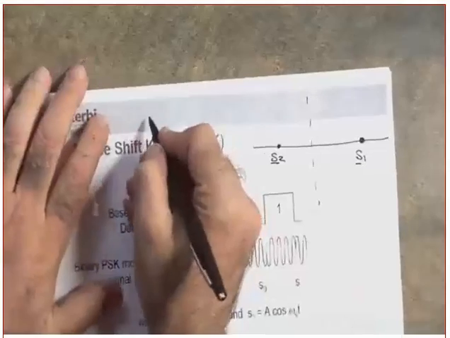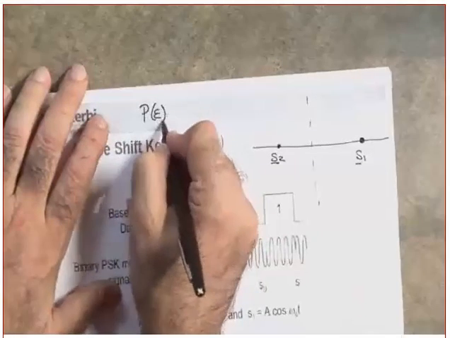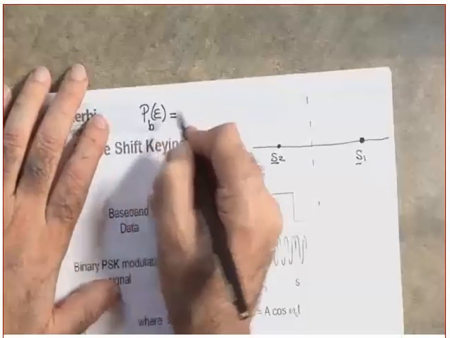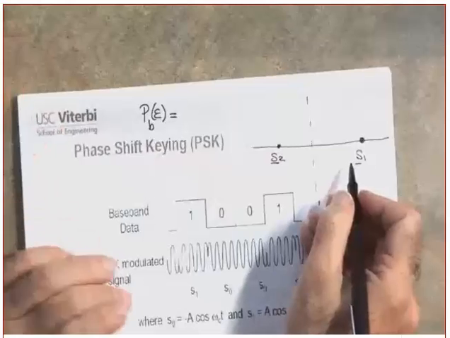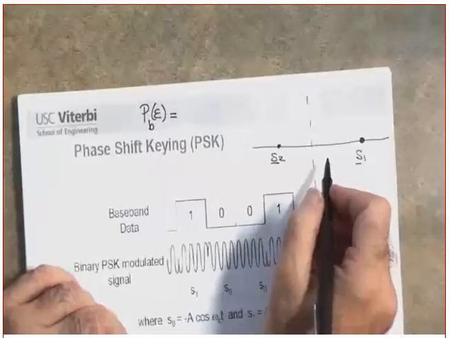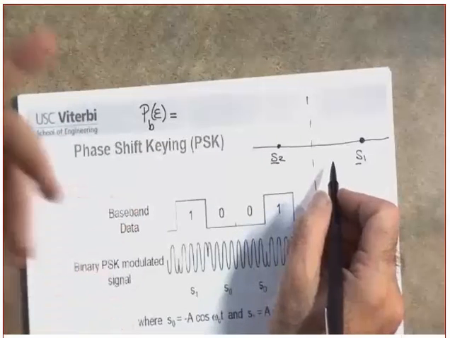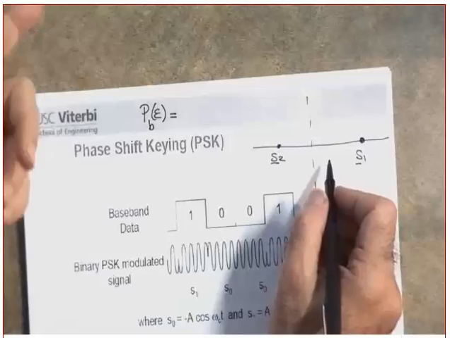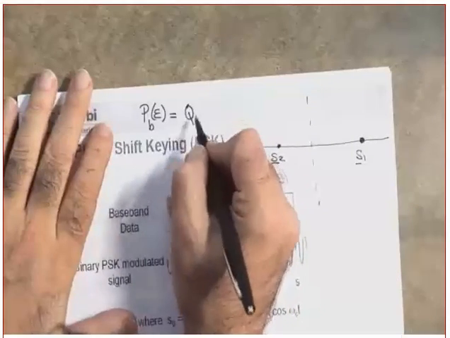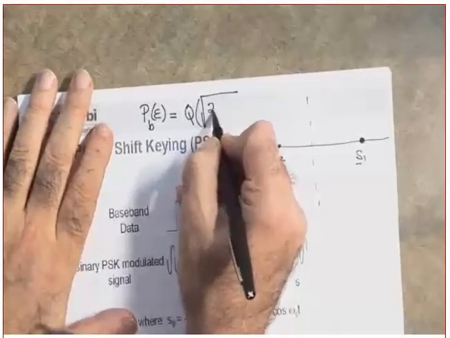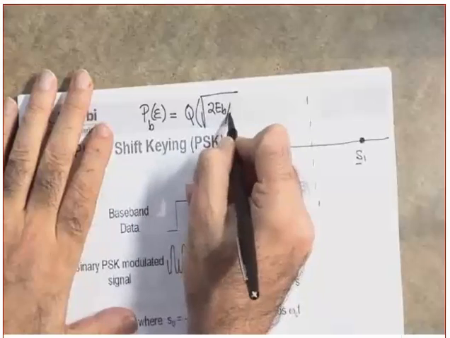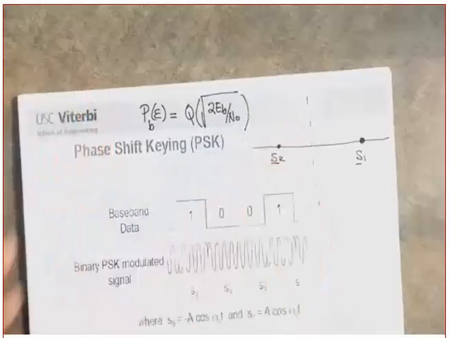Now, we already, by the way, know what is the probability of bit error. In this case, the probability of symbol error and the probability of bit error are the same thing. Why? Because every symbol represents 1 bit. Okay, and what was it? Q of the square root of 2EB over N0, close the bracket.